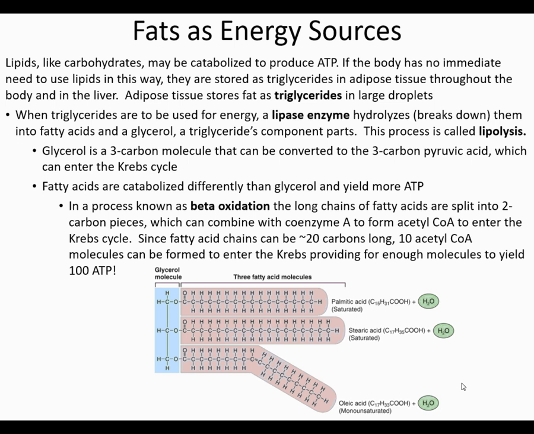Okay. So lipids, like carbohydrates, may be catabolized to produce ATP. If our body has no immediate need to use our lipids in this way, they're going to be stored as triglycerides in our adipose tissue throughout the body and our liver. So if we make fats, and that's one of these 6 words, we're performing lipogenesis. Unfortunately, the typical American diet ends up with us doing too much of this. Okay. We can store a lot of energy in our fat, and that's why we do it.